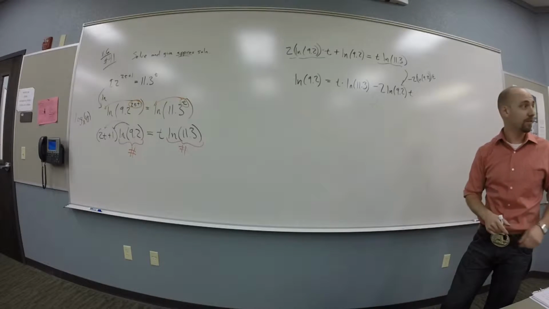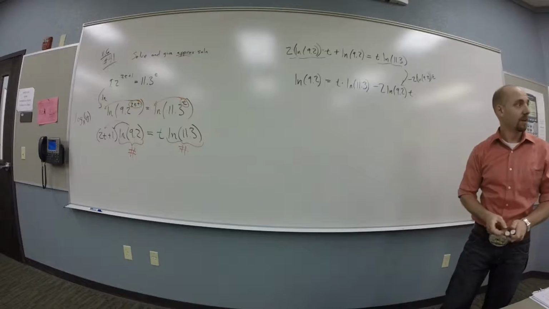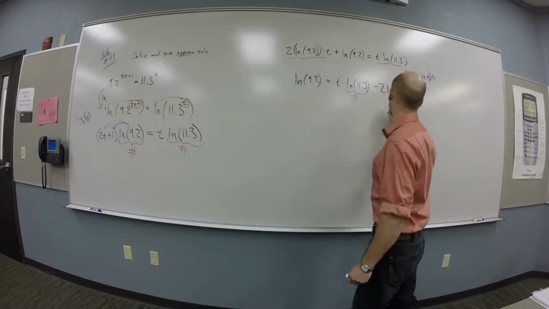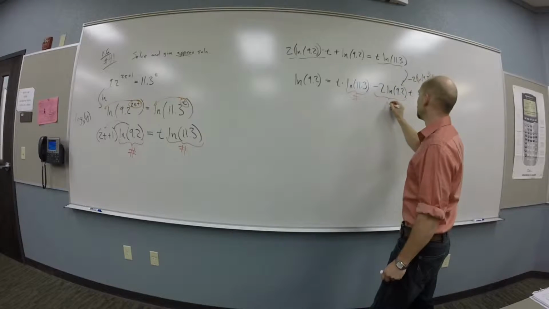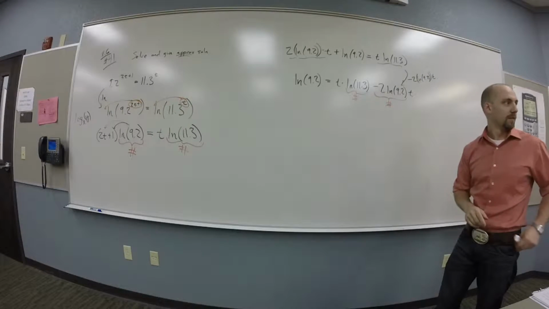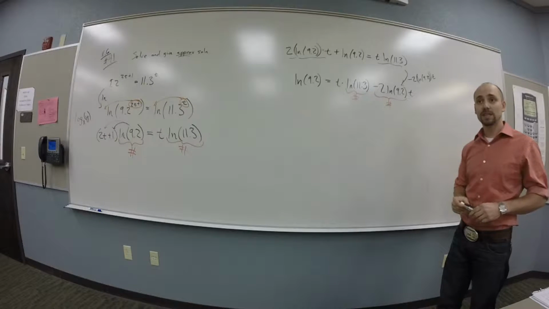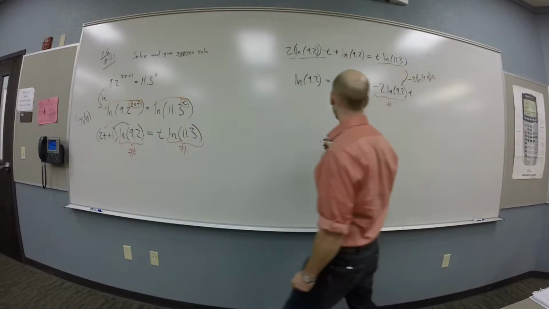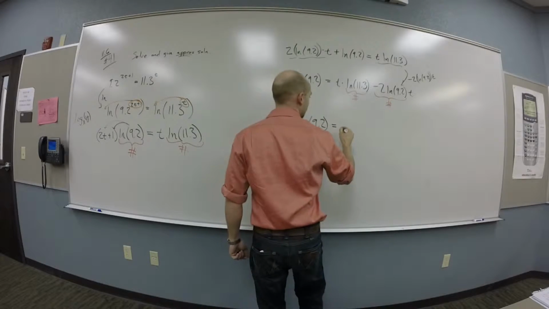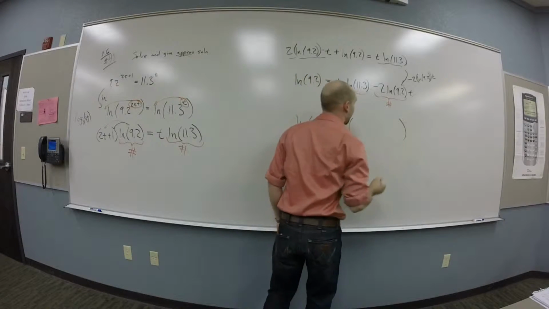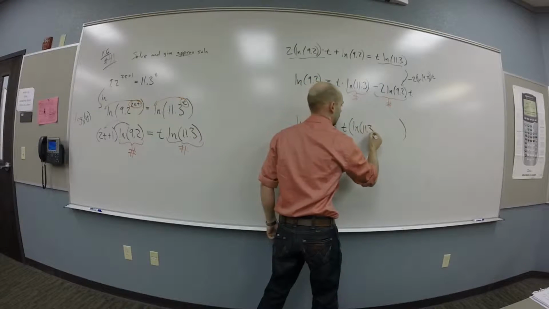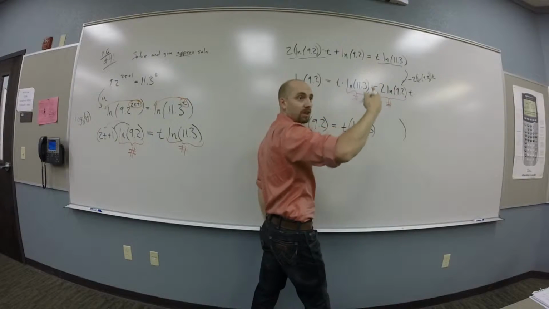And all this is really scary, right? But remember, this junk here is just a number, and this junk here is just a number. So now I should factor a t out, right? So I've got log of 9.2 is t times what? Natural log of 11.3 minus 2 natural log of 9.2. Yeah, right, the first number plus the second number.